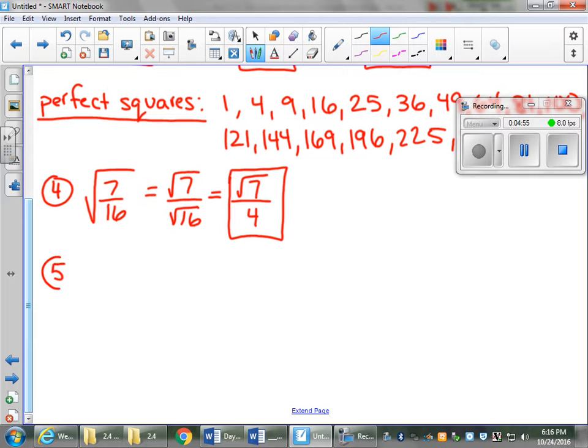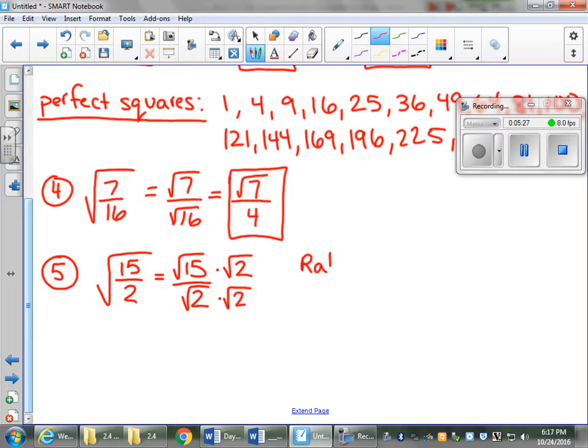Next example, radical 15 over 2. Break it apart again. Give them each their own radical. 15, again, not a perfect square. No perfect squares go into it. And same with 2. But you're not allowed to keep a radical in the denominator. It's not considered simplified. So what you would have to do is something called rationalizing the denominator, where you multiply the numerator and denominator by the denominator. So this is called rationalizing the denominator.